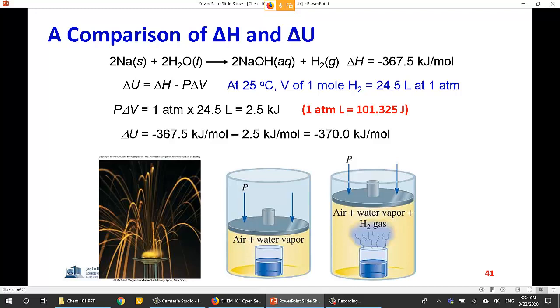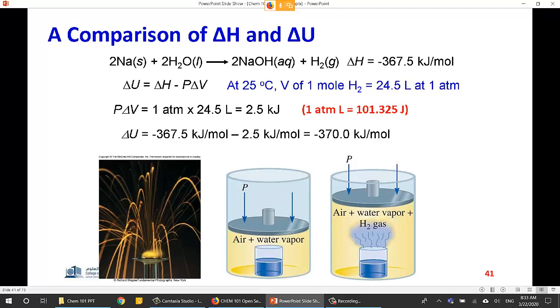Now, at 25 degrees Celsius, the volume of 1 mole of hydrogen is equal to 24.5 liter, because this is not STP, but you can calculate actually that 1 mole of hydrogen gas is 24.5 liter, and this is the only gas in this equation. Everything else is not gas, it's solid and liquids and aqueous. So the only thing that is gonna do work in this case is the hydrogen gas.